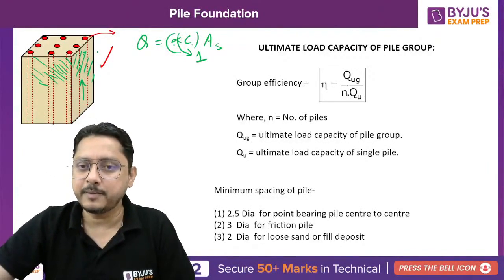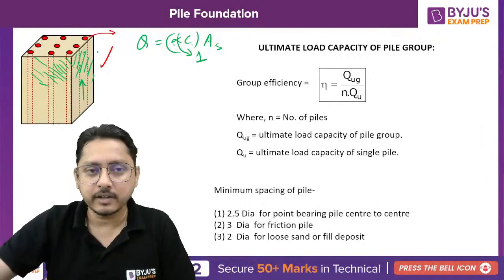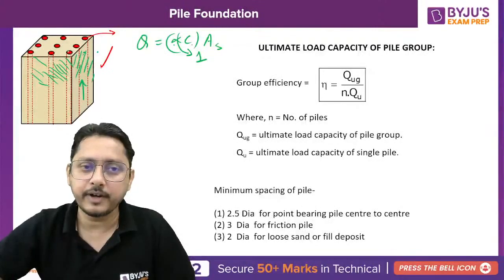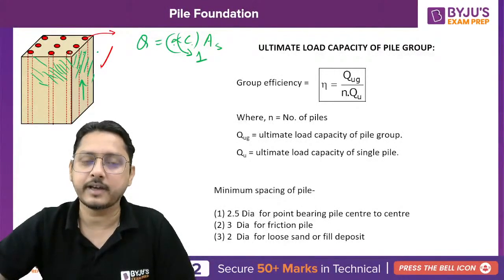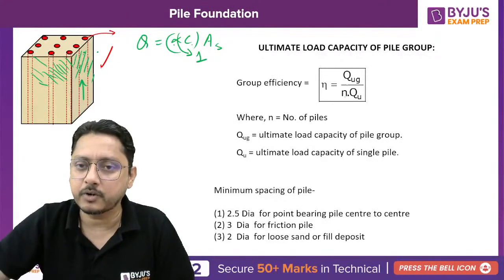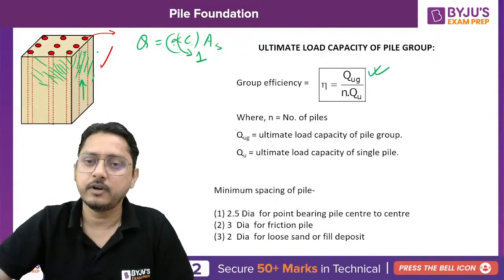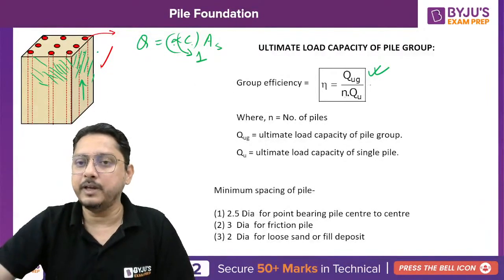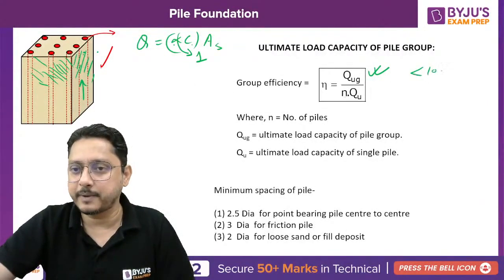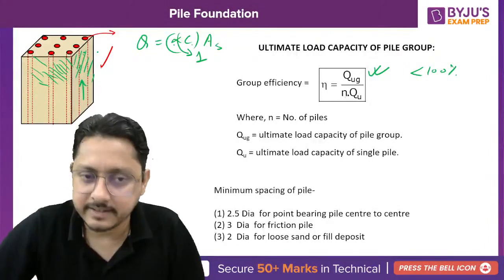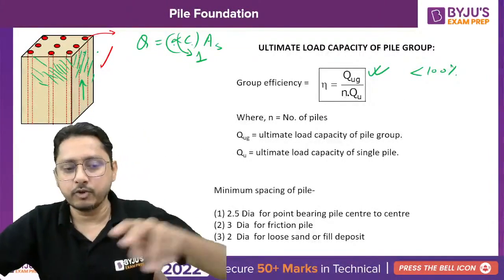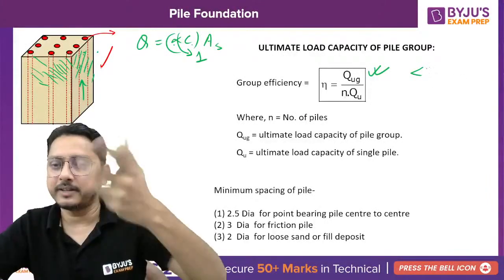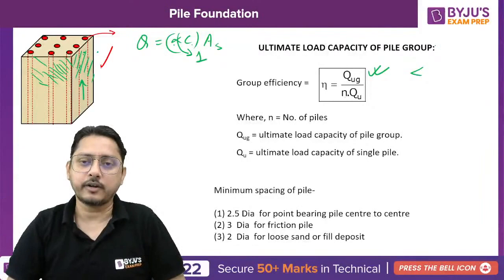The efficiency can be calculated if you have a group of piles. As a group, how much load it is carrying, and individually, how much load is carried by a pile multiplied with the number of piles, that will provide you the efficiency of the pile group. Now you can understand that the efficiency of a pile group will almost always be less than 100%. In percentage it will be less than 100%, or in terms of a factor, it will be less than 1.